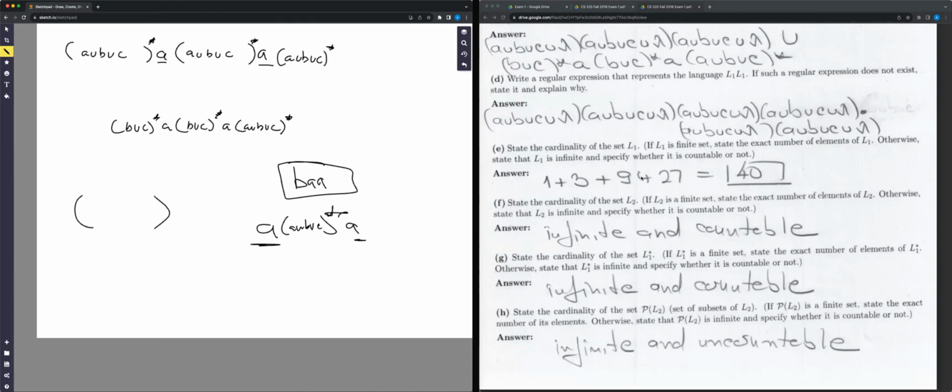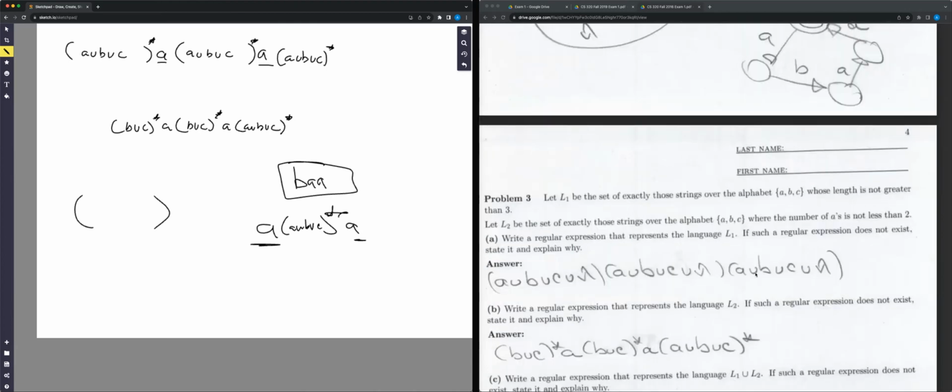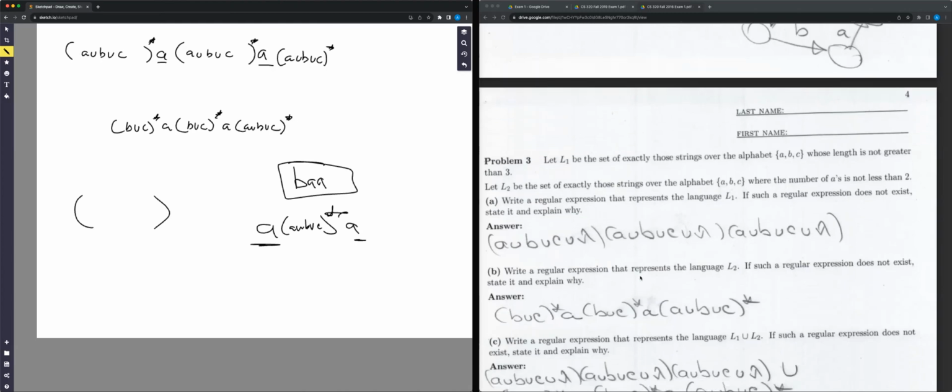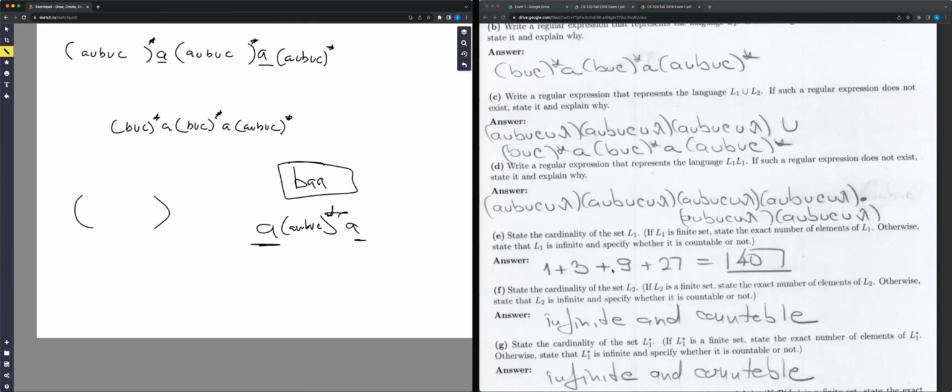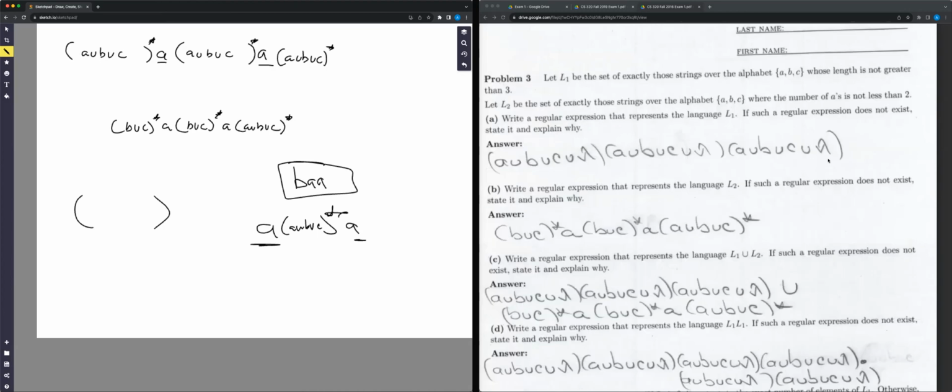Now for E. E is asking for the cardinality of this. There's no star, which means it's not infinite, which means it's finite. Now you need to figure out how many strings exist in this. It's a little bit difficult to find immediately from the reg expression she wrote. So let's go back to the reg expression I wrote.